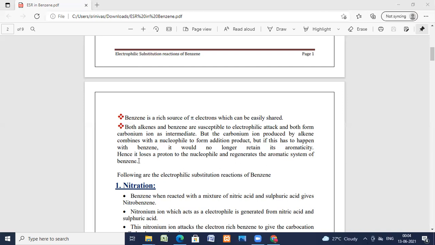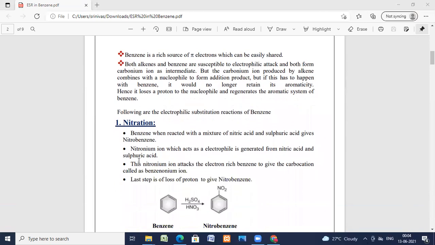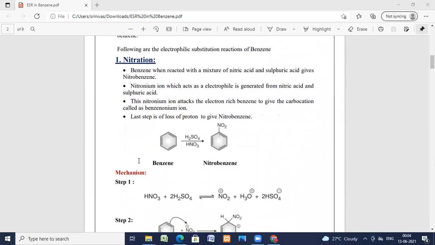Now, the following are the electrophilic substitutions: nitration, halogenation, Friedel-Crafts alkylation, Friedel-Crafts acylation, and sulfonation. I'm going to give you a brief view of the mechanism, then I'm going to give you the examples. Electrophilic aromatic substitution reactions are believed to proceed by the molecular SE2 mechanism. It involves three steps.